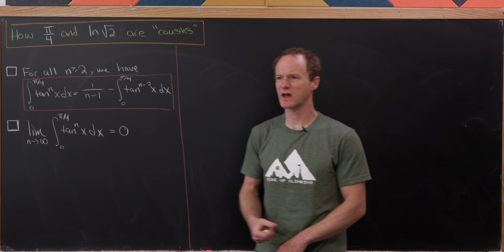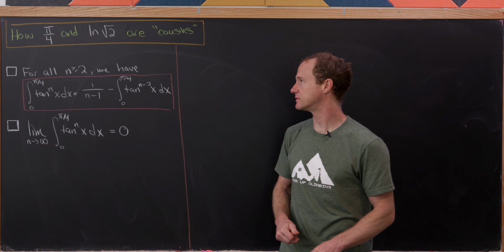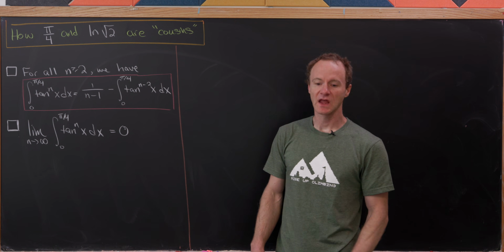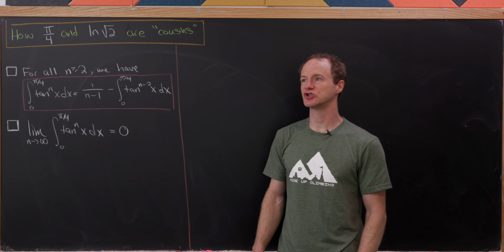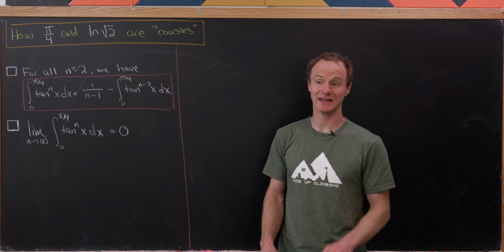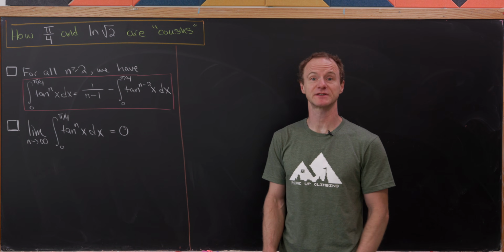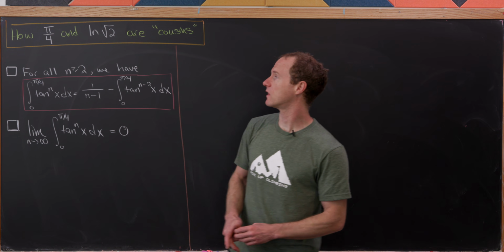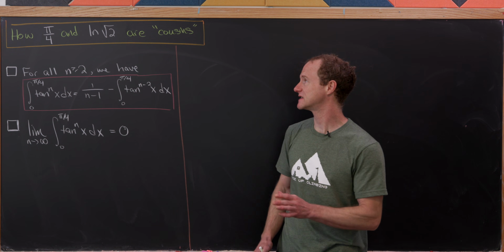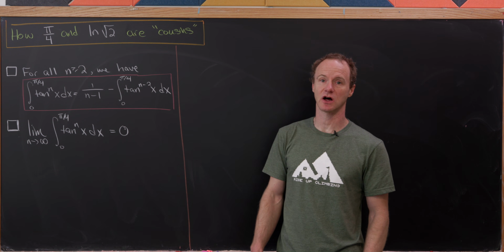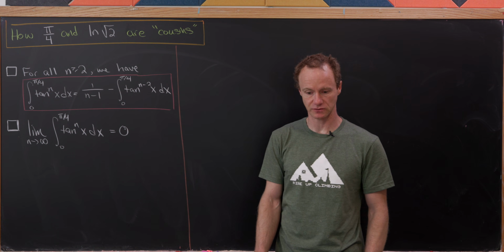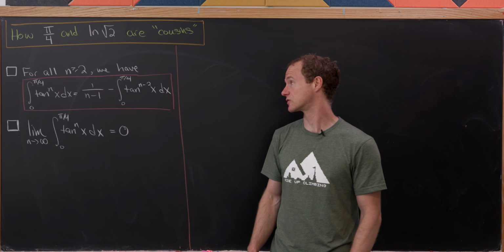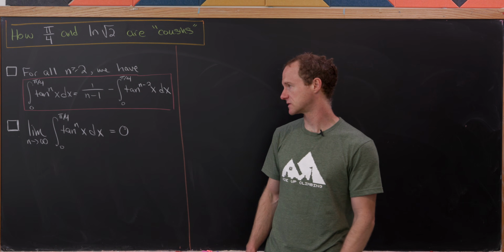Today we're going to explain a nice connection between two numbers that seem fairly disconnected. Maybe we want to think about this as showing these two numbers are related in a certain way, like perhaps they're cousins. And what are these two numbers? The first one is pi over 4, and the second one is the natural log of the square root of 2. And we're going to do this using some nice integrals or families of integrals.